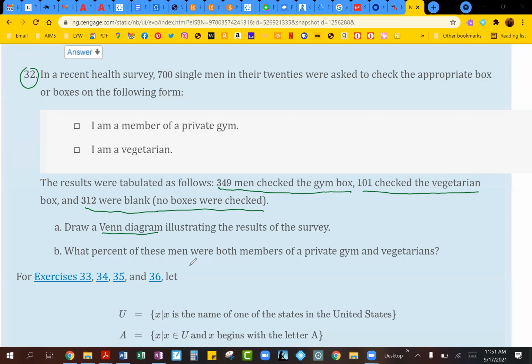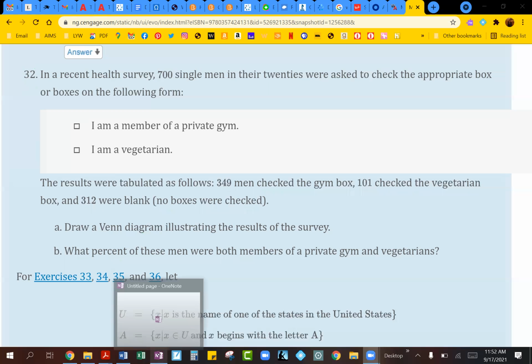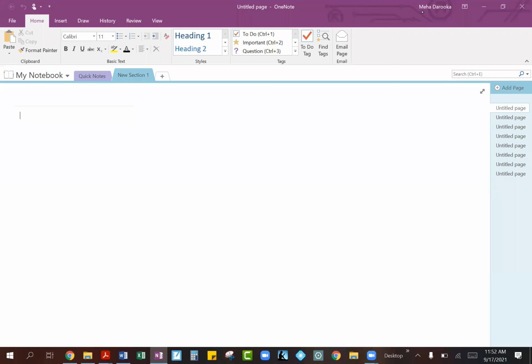And then the second question is asking what percentage of men were both members of a private gym and vegetarian. They didn't actually tell us that in the results they tabulated. So we have to find out what percentage of men checked both boxes. Let's go ahead and take a look at this. We probably want to write all these numbers down. Let's bring it over here.